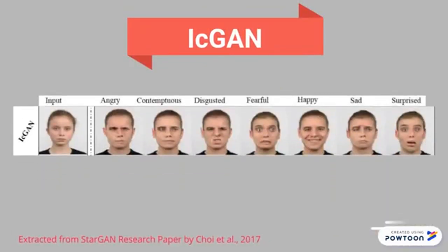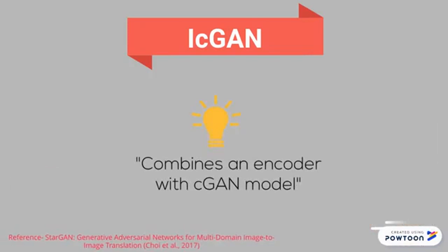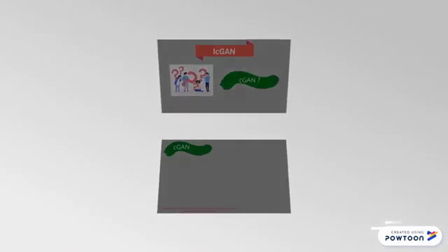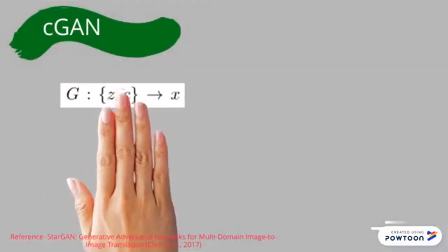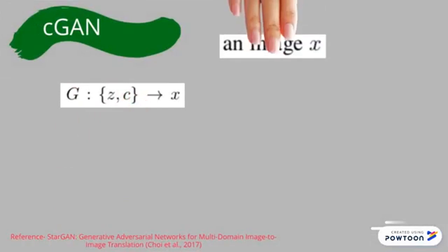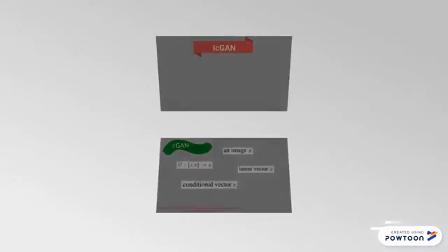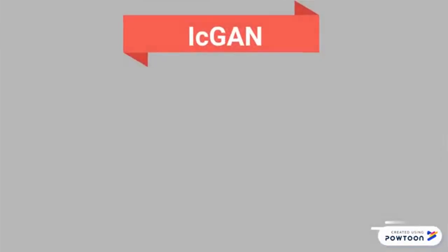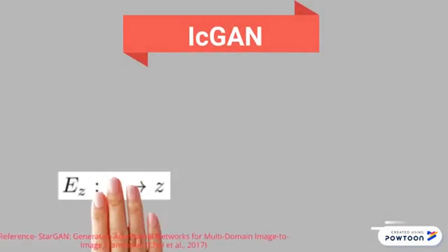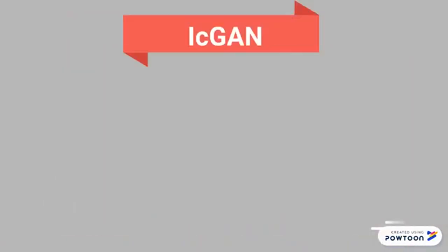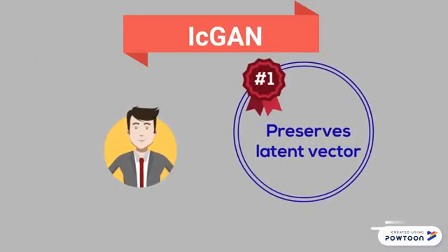It is simply another network architecture which combines an encoder with the cGAN model. Now, a natural question that follows is, what is a cGAN model? cGAN learns the mapping (z, c) to x that generates an image x conditioned on both the latent vector z and the conditional vector c. In addition to the cGAN model, IcGAN also uses an encoder to learn the inverse mappings of cGAN, E_z: x to z and E_c: x to c. But why? This allows IcGAN to synthesize images by only changing the conditional vector and preserving the latent vector.